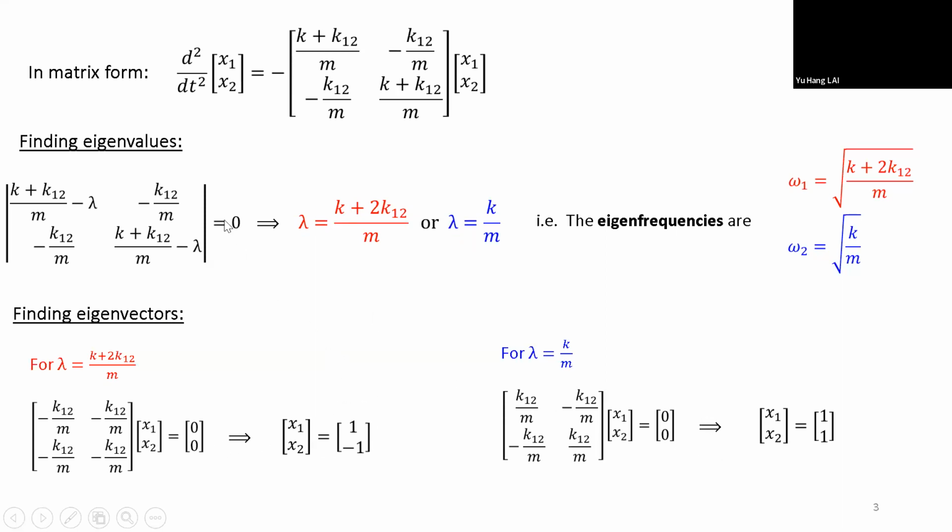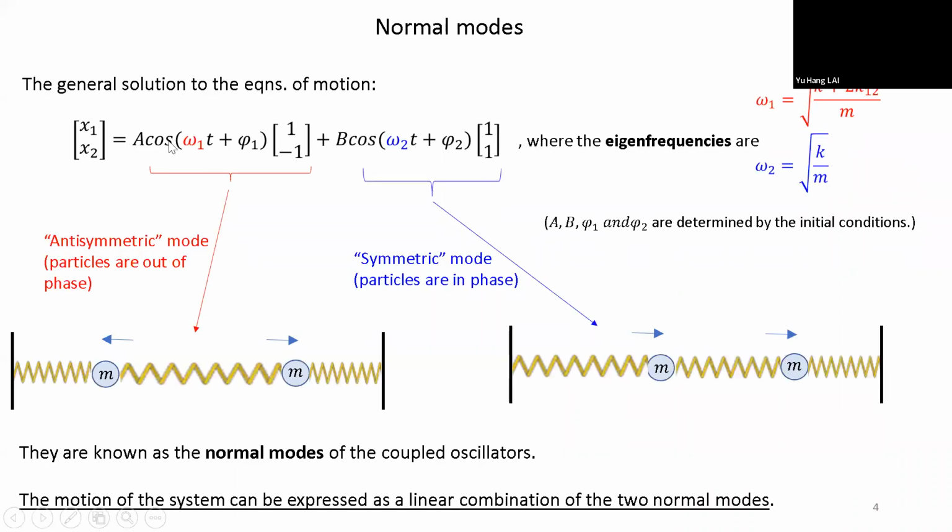Mathematically, this is nothing new; this is just what I talked about. So that is why the general solution is written like this: a cosine solution times the first eigenvector plus another cosine solution times the second eigenvector.